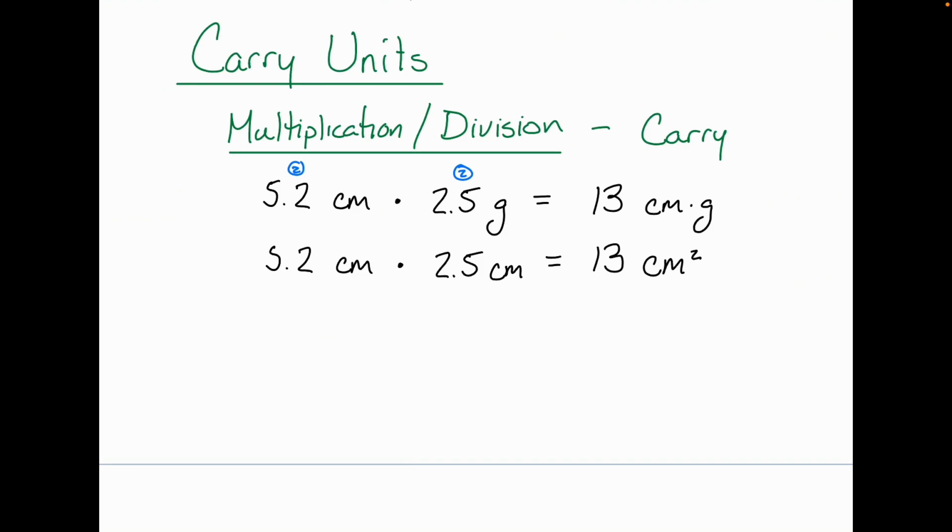All right, so now what if I did something like 12.6 centimeters squared divided by 1.9 centimeters. Okay, everybody take this calculation. See if you can give me the answer to the correct number of sig figs, and see if you can figure out what our units are as well.